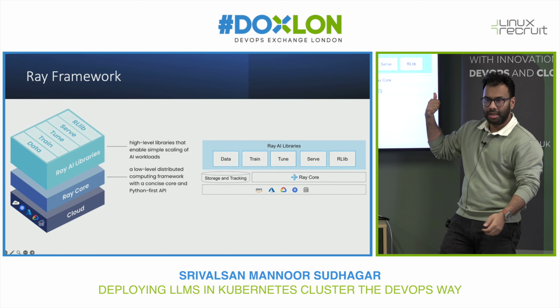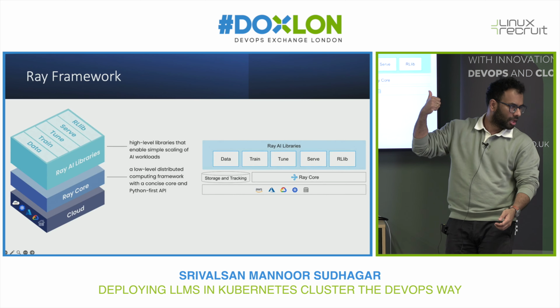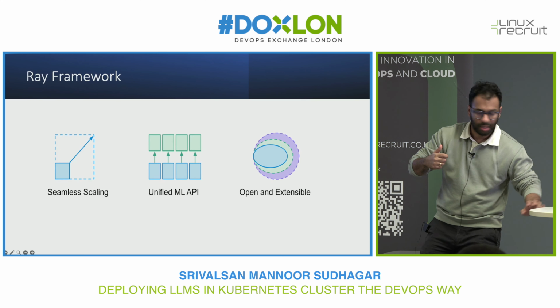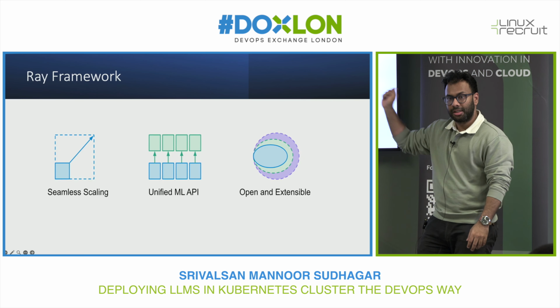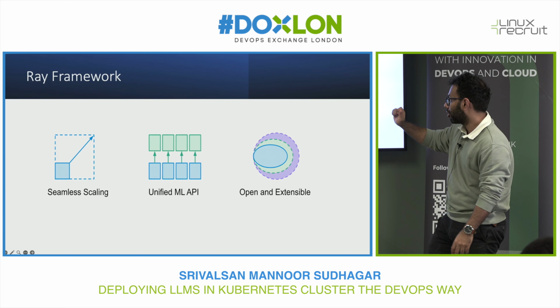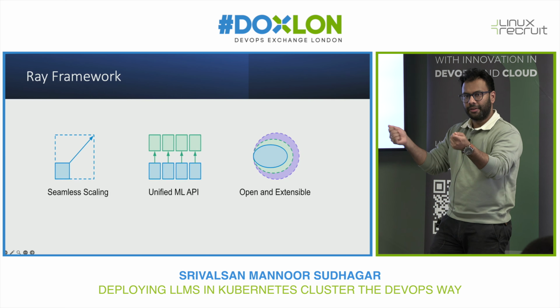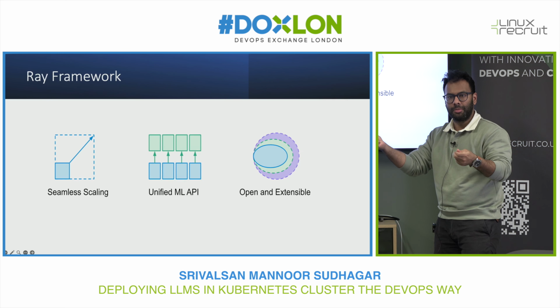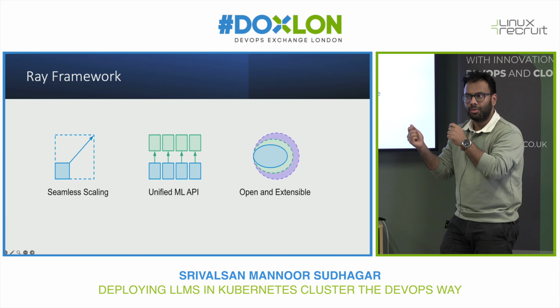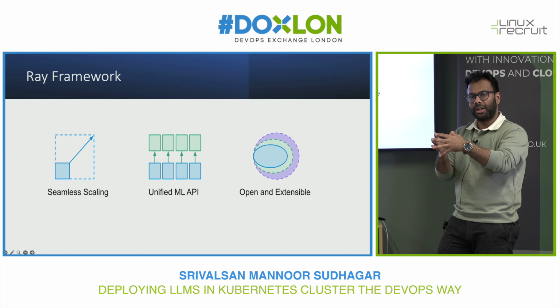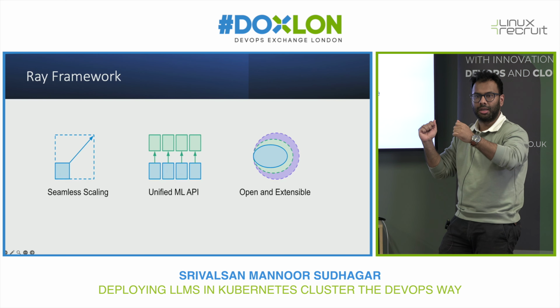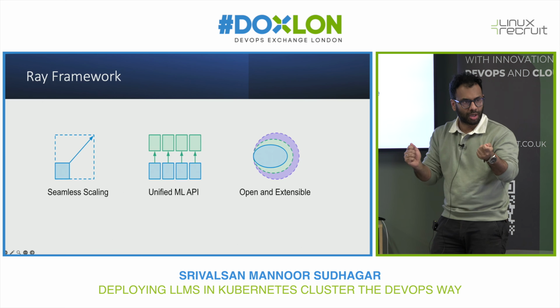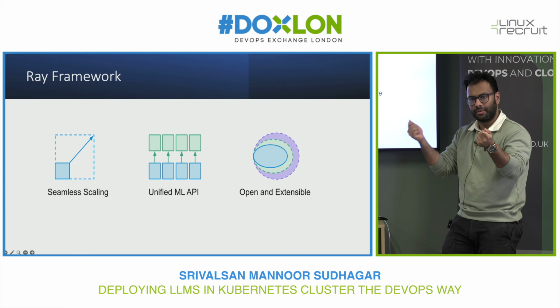What Ray essentially helps you do is, let's move on to the next slide, you can do seamless scaling. And when I talk about seamless scaling, there is a difference between what we mean by seamless scaling for applications and what we mean by seamless scaling for machine learning models. Because if you want to host multiple models in a particular application, there are certain models which require a specific set of resources, for example.